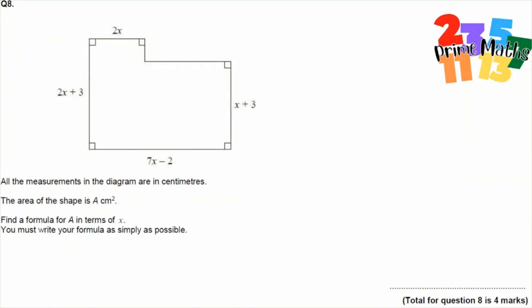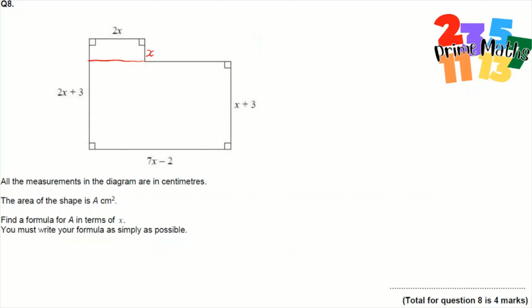Question 8 is a question combining algebra and geometry. These questions are quite common. The area of the shape is given as A, and it wants us to write a formula for A in terms of x. We can split this shape up. I'm going to split this shape up across here, but we could go down instead. This length at the top is already labelled as 2x. As the length on the left hand side is 2x plus 3, and the right hand side is x plus 3, I know that this length here must be x.